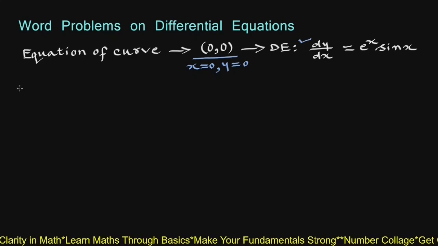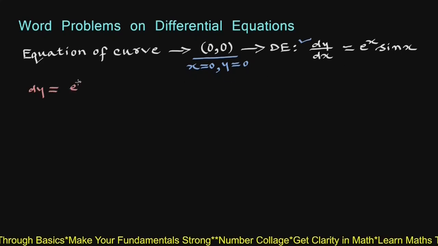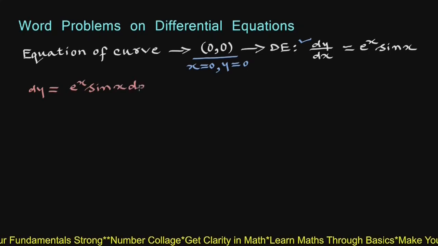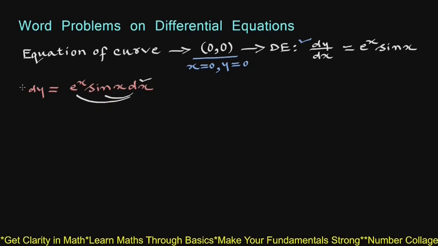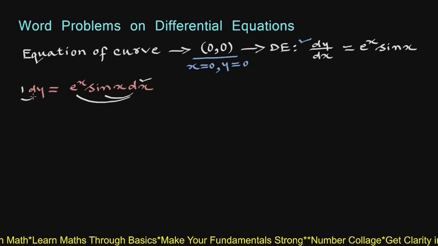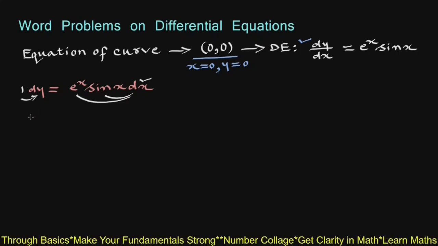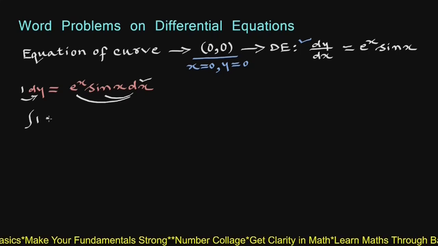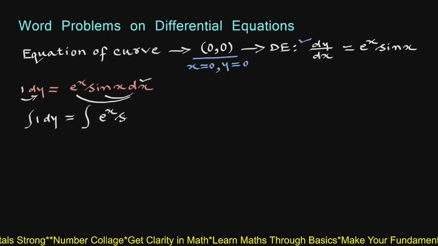We rewrite the differential equation as dy equals e raised to x sin x dx. Here functions of x are with dx and the constant 1 is with dy. So the variables have been separated. Now we will integrate them. So integral 1 dy equals integral e raised to x sin x dx.